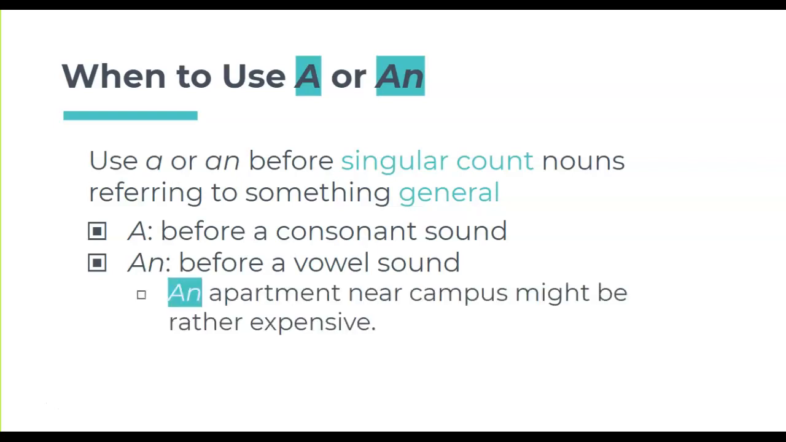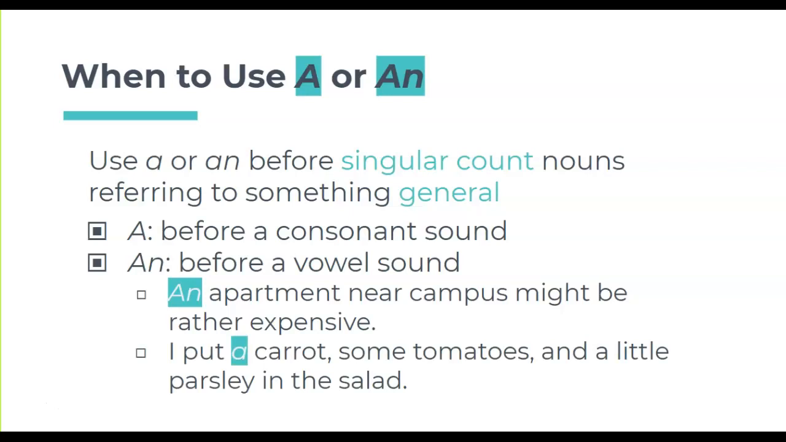An apartment near campus might be rather expensive. This sentence is referring to any apartment that's near campus, not a specific one. I put a carrot, some tomatoes, and a little parsley in the salad. This carrot is being mentioned for the first time, so it's preceded by an a.